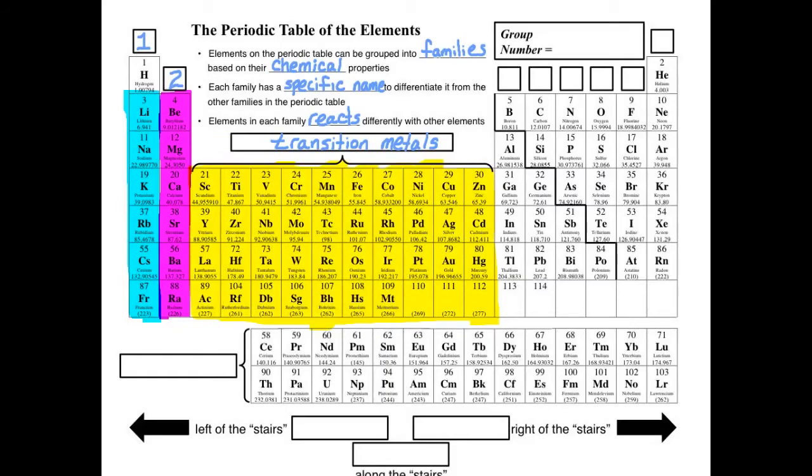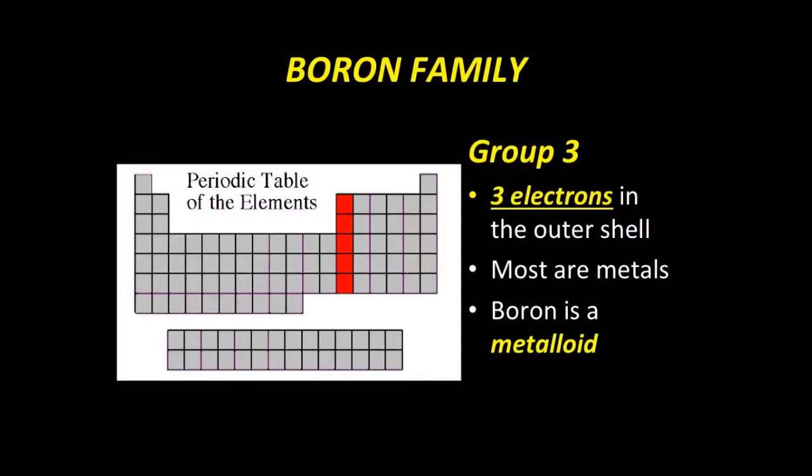Alright, there we go. Now we've got group 3, moving towards the right side of the periodic table. This is sometimes called the boron family. That name isn't used all that commonly, but group 3 is certainly what we want to refer to it as. It tells us that there are 3 electrons in the outer shell.